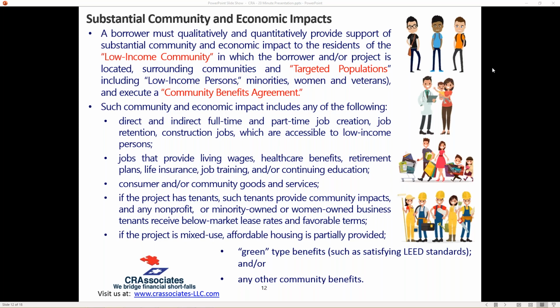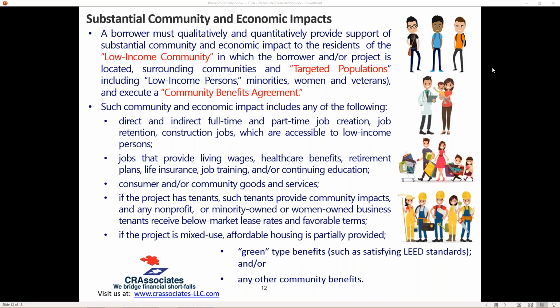These community and economic impacts include any of the following: direct and indirect full-time and part-time job creation, job retention, and construction jobs, as well as such jobs being accessible to low-income persons. Jobs that provide living wages, health care benefits, retirement plans, life insurance, job training, and continuing education. Consumer and community goods and services.